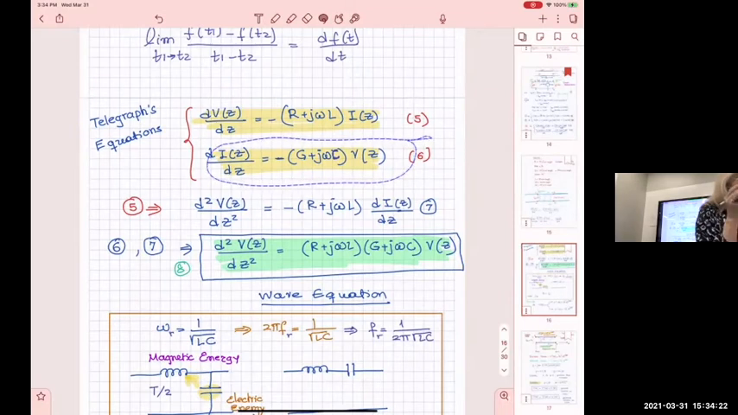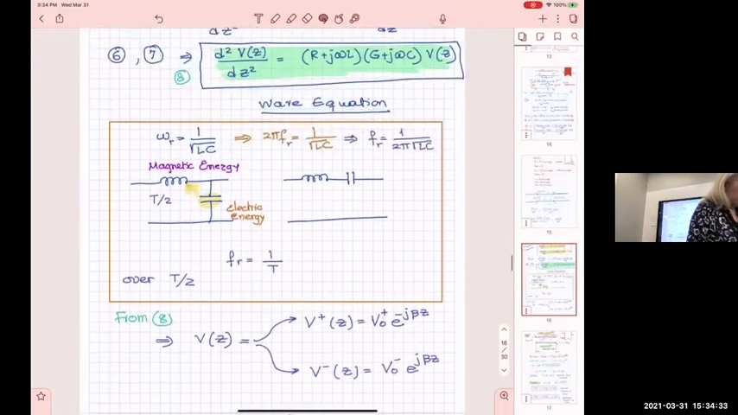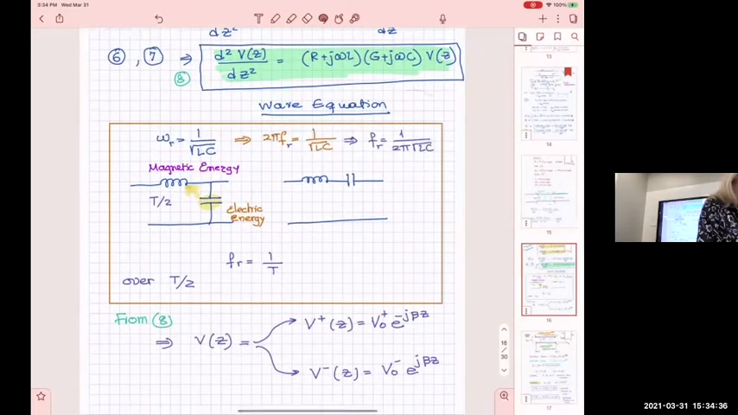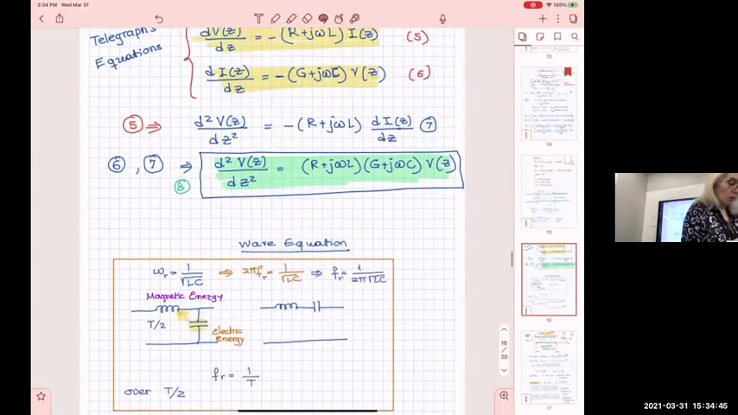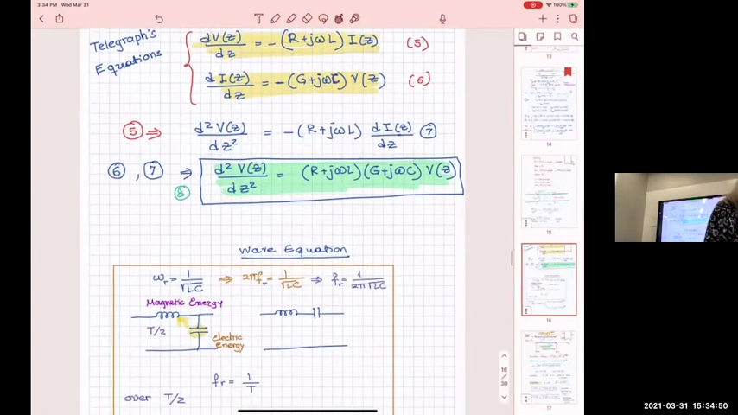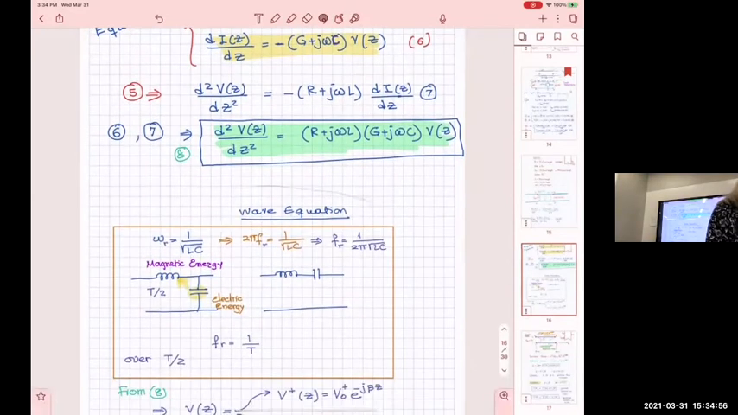Now, have you seen something similar to that when you had LC circuits? That is something here to remind you. Do you remember when you had an LC circuit? Because that's what we have here. Even if I were to assume that we have 0 losses, so let me put this one here, because that's where it's supposed to be.